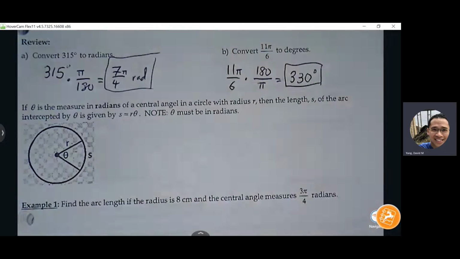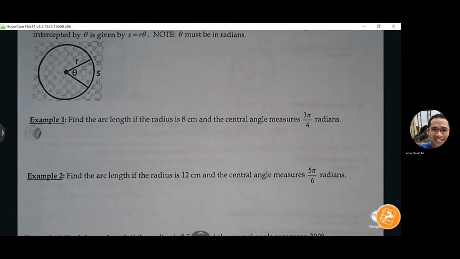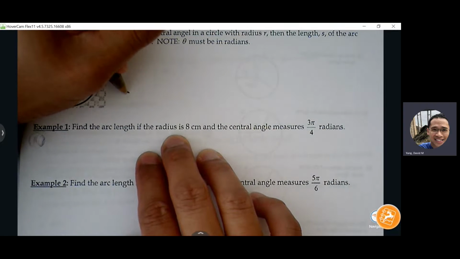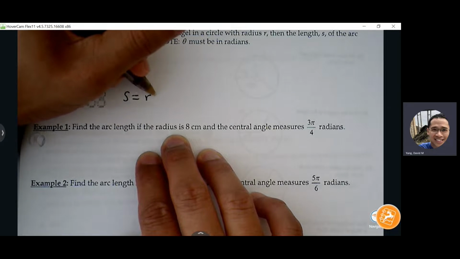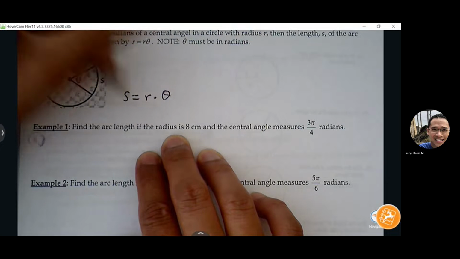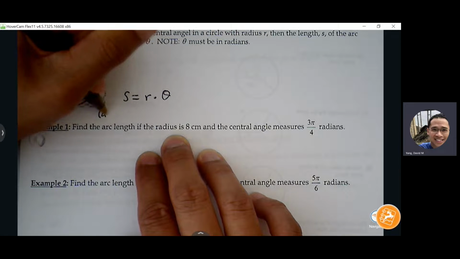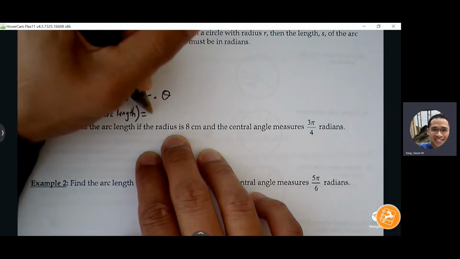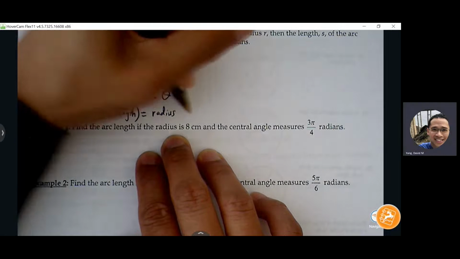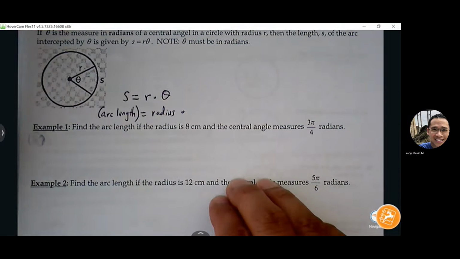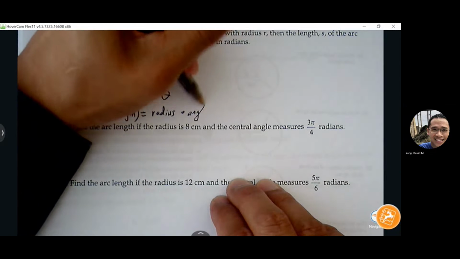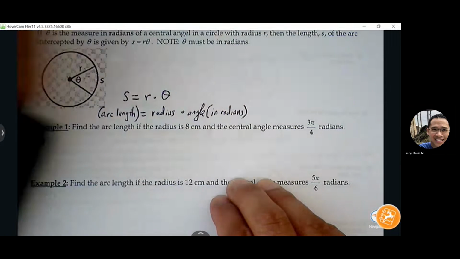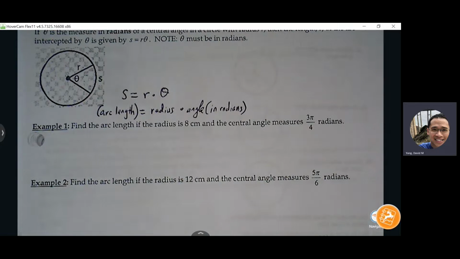Let's look at example 1. So again, let me write the formula above. S is equal to R times theta. So in other words, arc length is equal to the radius times the angle in radians. That's the formula. Arc length equals radius times the angle.